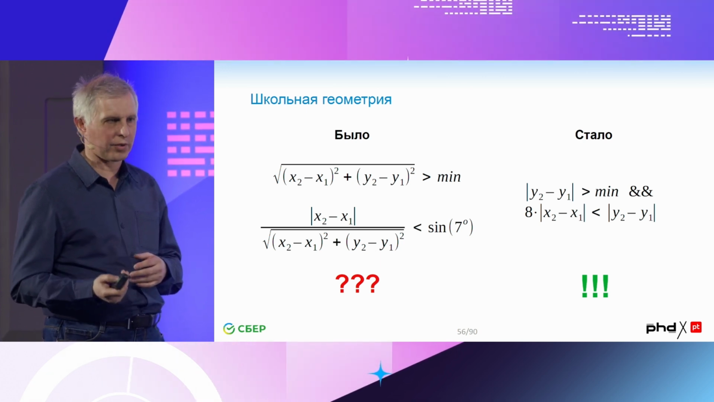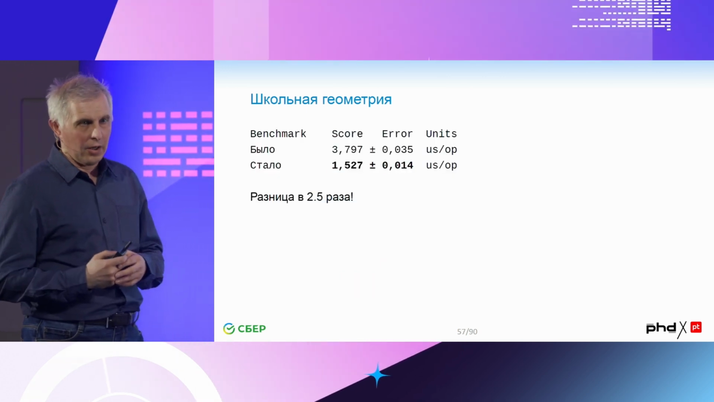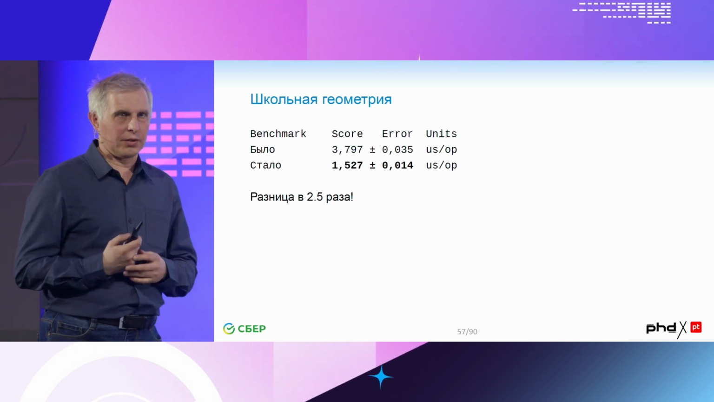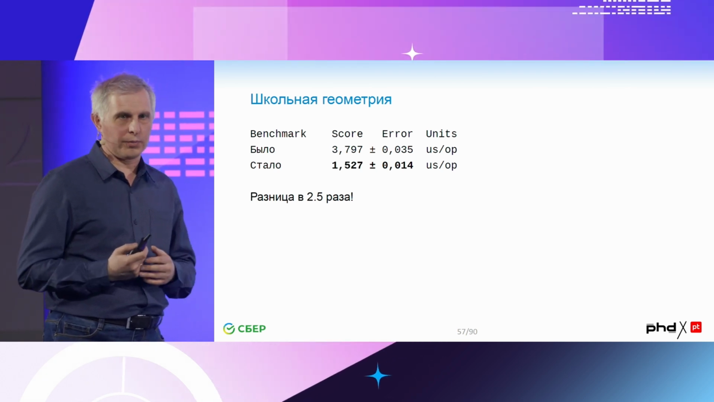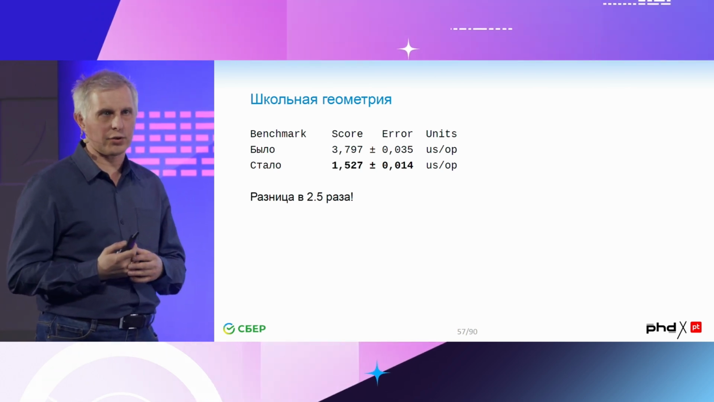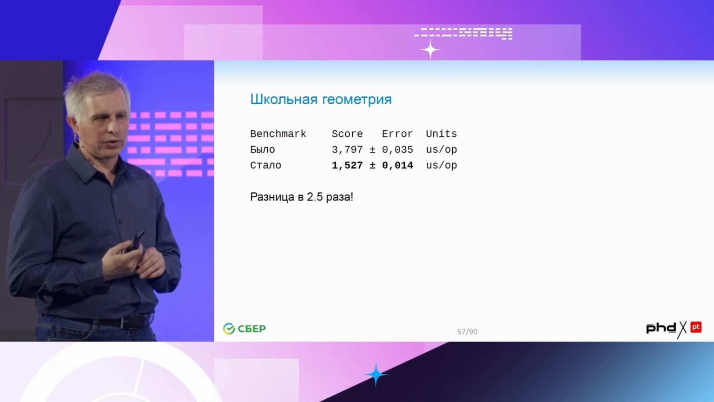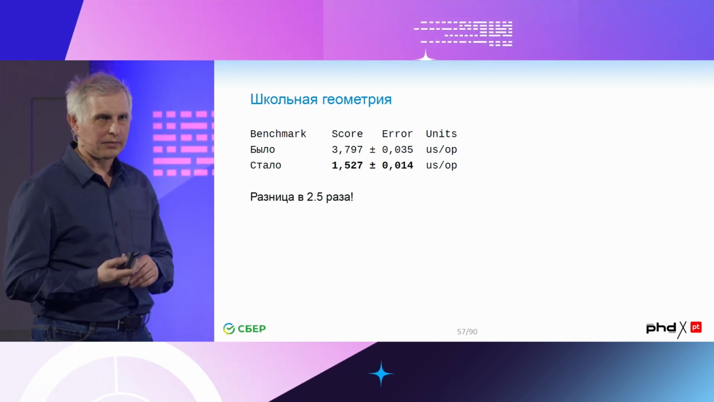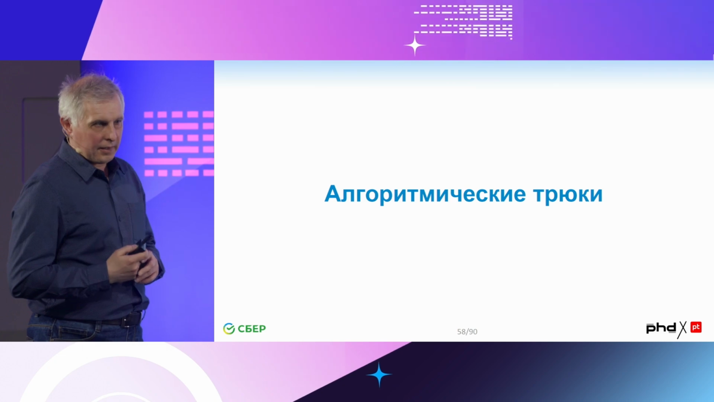But as to optimization, we always need to think about the task conditions. And if we make a measurement, the formula should be faster. So the difference is 2.5 times.